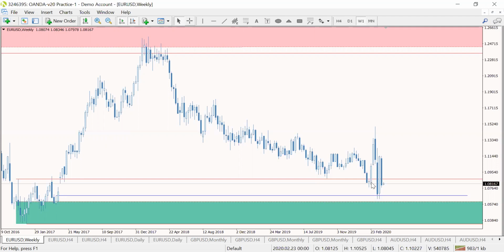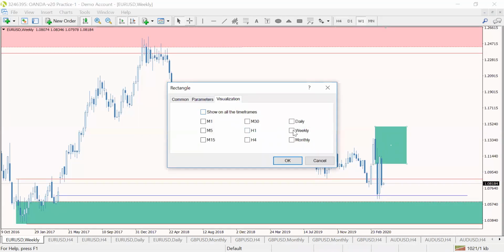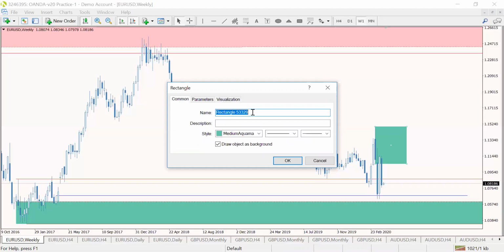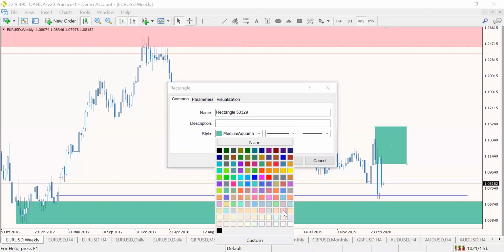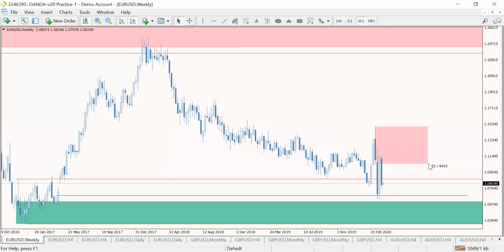Okay, that means now that this one is broken, this one right here is a valid supply area. That means when the market comes here, we will be looking to sell. Okay, let's go to the daily.